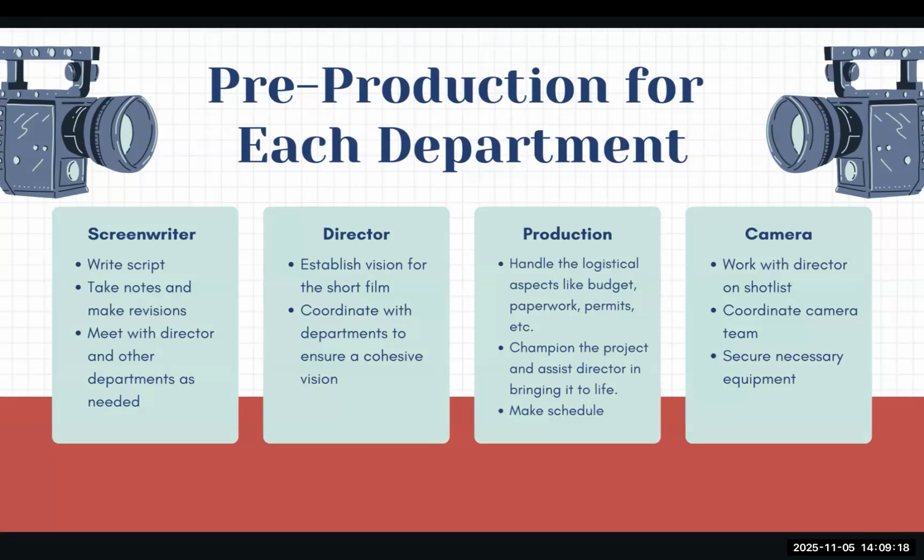So during the pre-production phase, if there isn't already a script written, the screenwriter's writing that script. They're then taking notes from the director or the producers or other departments and making revisions. And they'll meet with mostly the director, but sometimes other departments as needed.